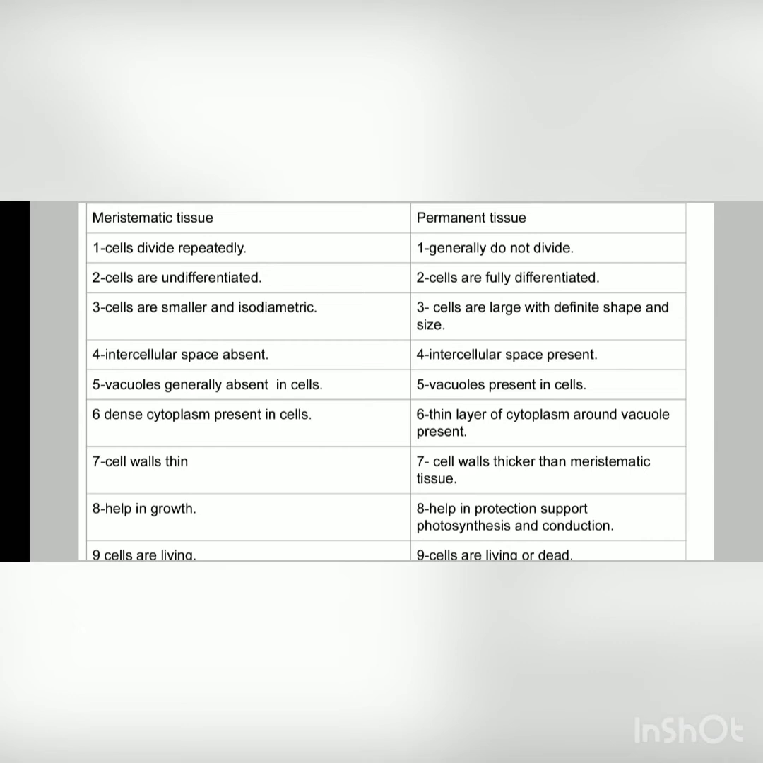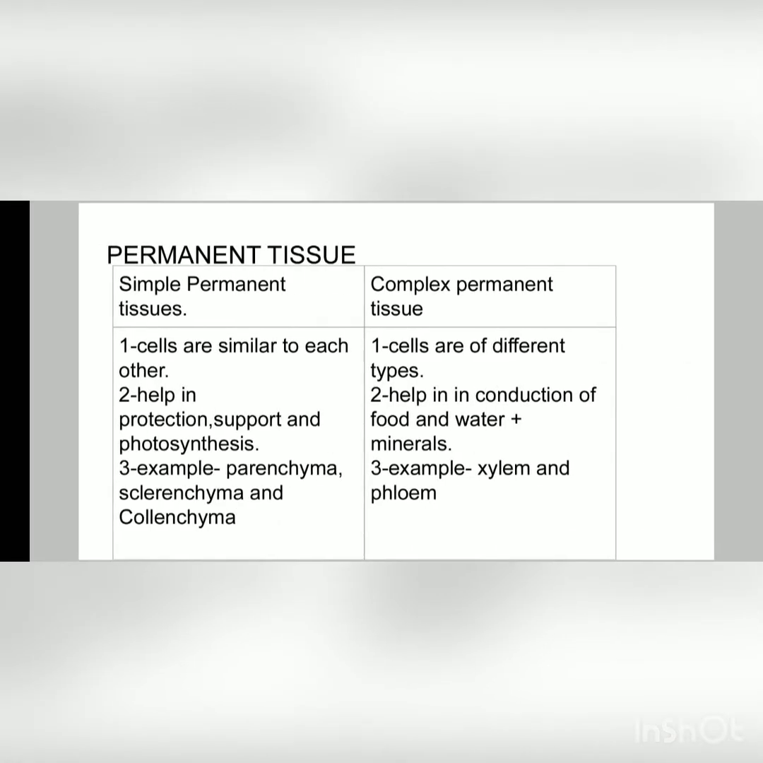And number 9, cells are living in meristematic tissue and permanent tissue. Some cells are living and some cells are dead. So permanent tissue are of two types, as we know, and these are simple permanent tissue and complex permanent tissue. So let us see the difference in these also. First difference is, cells are similar to each other in simple permanent tissue, and cells are of different type in complex permanent tissue.